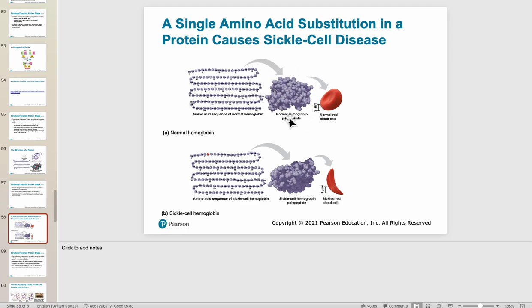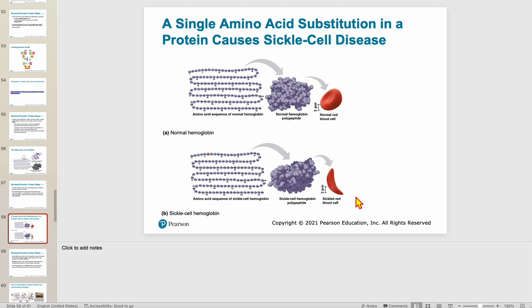Okay, here's a picture of the same thing. Here is a normal hemoglobin, a normal polypeptide, gives you a normal donut red blood cell. Here is one single chain. Now look at the difference here. There's only one letter difference, one amino acid difference. Is it that simple? Yes, you can screw up the structure of something by changing a single amino acid. So a single amino acid difference can make a change in the shape of the red blood cell.